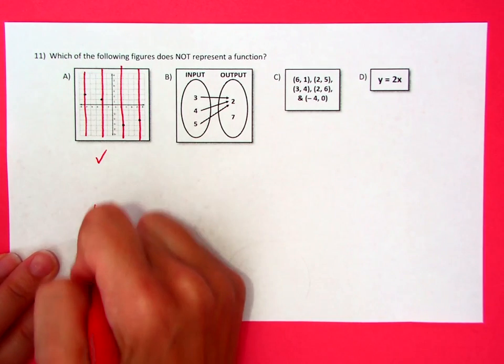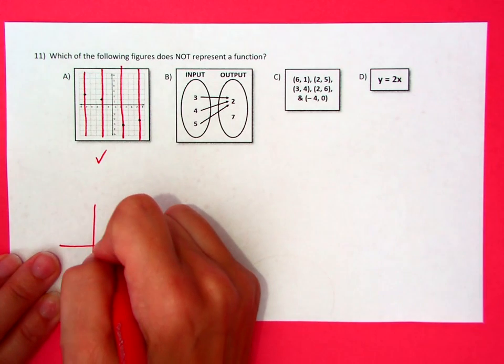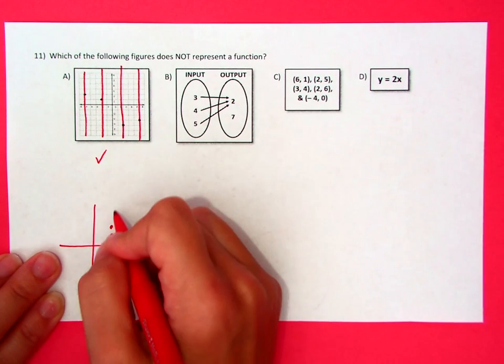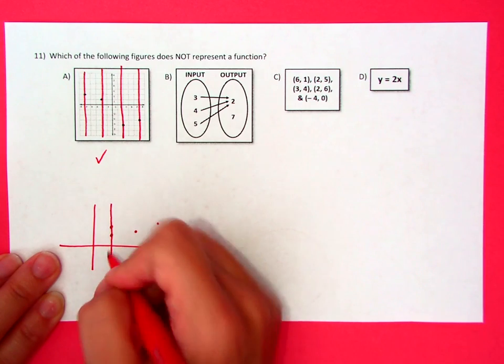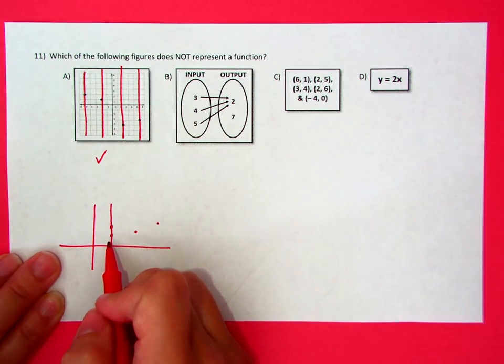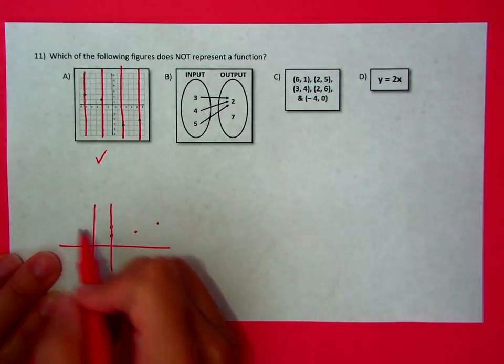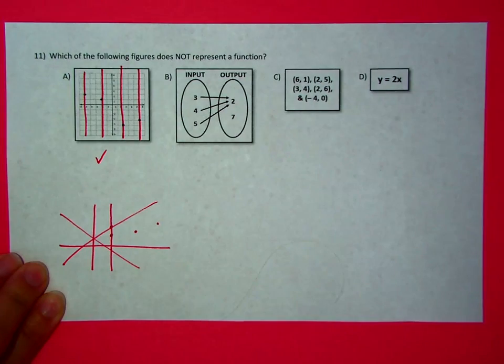Just real quickly, let me show you something that doesn't pass the vertical line test. If I had something like this, notice when I draw the line, this passes through more than one point at a time. Therefore, that's not going to be a function. All right, let's look at B.